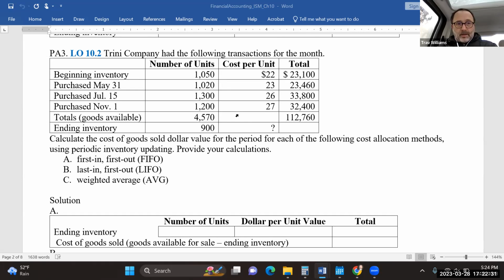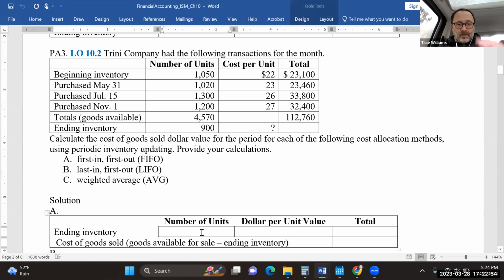Okay, so let's start with problem number 3 here. On this one, we are back to the periodic inventory method. We're going to use FIFO, LIFO, and weighted average. We see the transactions, and so first thing we have to do here, we have to figure out the ending inventory so that we can then subtract that from goods available for sale and get our cost of goods sold. We see the number of units is 900. That's the same in all 3 cases.